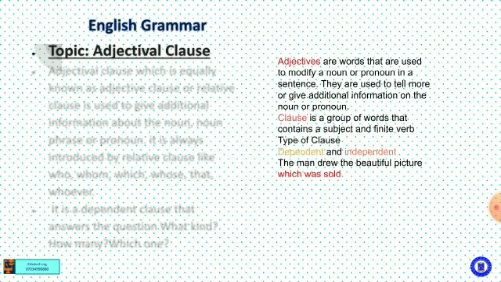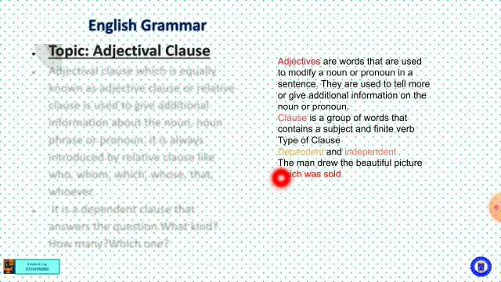Now, an independent clause, equally known as a main clause, is that part of the sentence that can stand on its own to form a sentence without the help of a dependent clause. An example is: the man drew the beautiful picture which was sold. The man drew the beautiful picture which was sold. This is basically an example of an adjectival clause and a main clause, but I'm using it as an example to show you a dependent and independent clause.